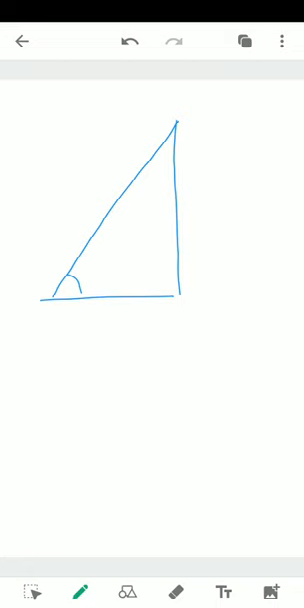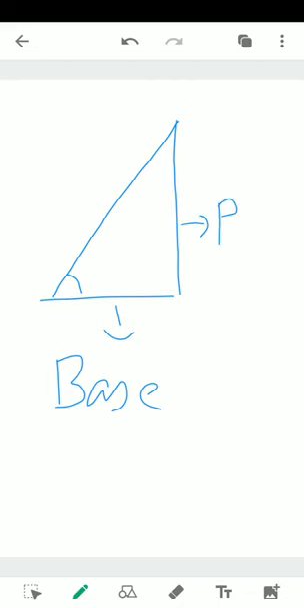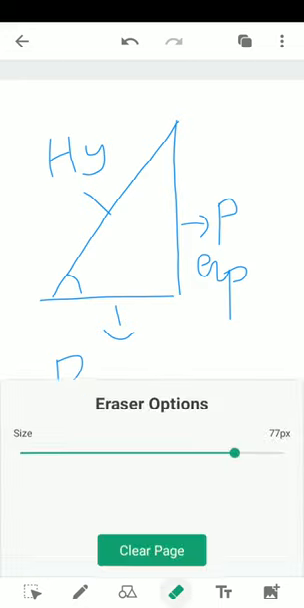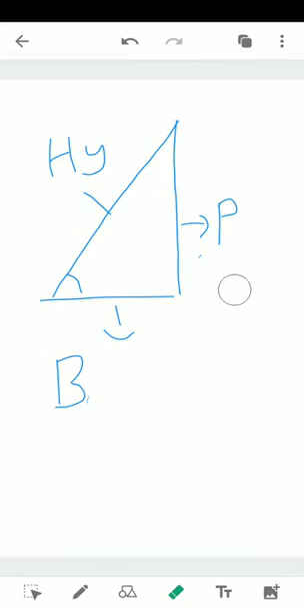So that being said, let us start. If this is the right angle triangle, because we are going to study only right angle triangles, remember, if this is the angle, the corresponding side will always be called your base, this will always be called your perpendicular, and this will always be called your hypotenuse. Let me represent all this by one letter each: base as B, perpendicular as P, and hypotenuse as H.